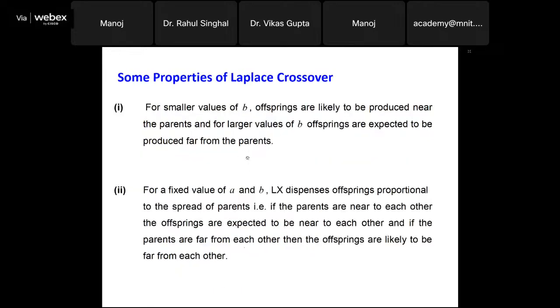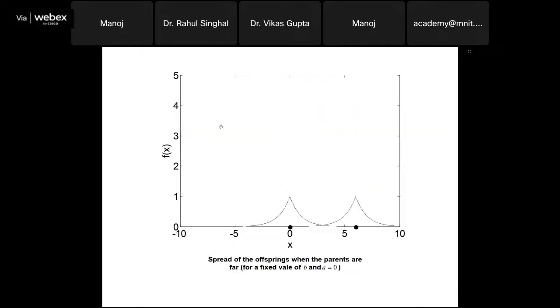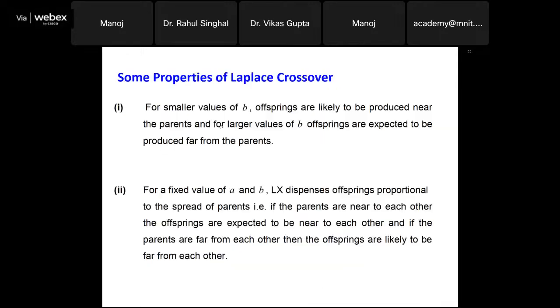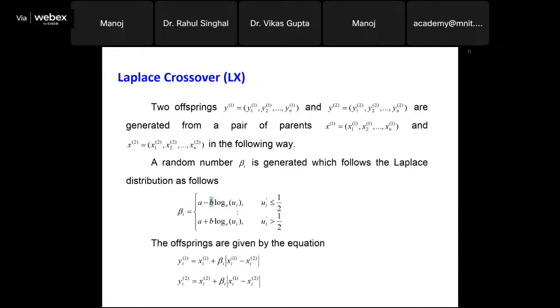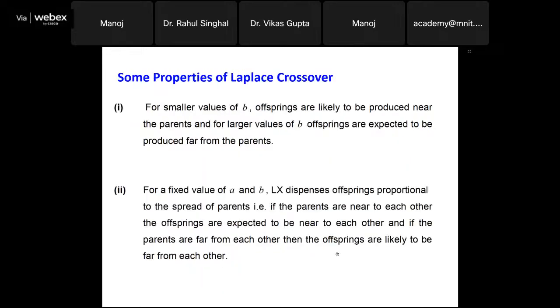If you see the properties, I've already discussed these things. One more thing I wanted to discuss is that a small value of b means offspring are likely to be produced near the parents, and for a large value of b, offspring are expected to be produced far from the parents. The second thing is that if a and b are fixed, then the offspring are proportional to the spread of the parents. That means if I just fix b here, the only change would be based on the distance between x1 and x2. That is the thing which is governing the production of the new offspring.